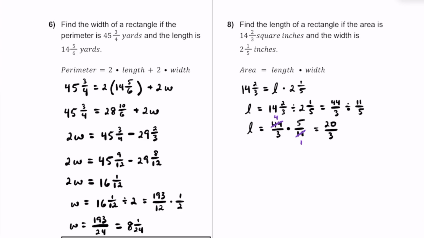All right. Now, just cleaning this up a little bit and writing it as a mixed number, the length here, 3 goes into 20 6 times with 2 left over. We're looking at a length here of 6 2/3 inches.